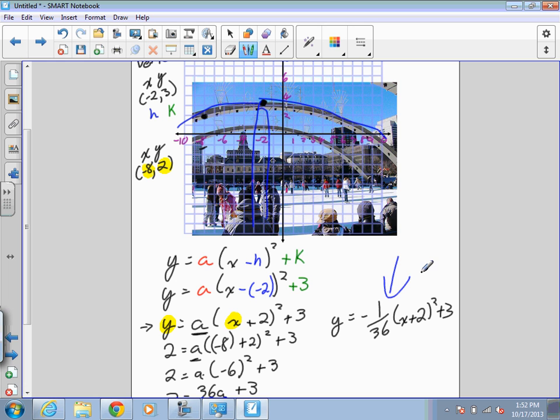And this is a value that's very close to 0. The closer we get to 0, the wider the parabola is. So we have negative 1 over 36. You could put it as a decimal. It would be a really small decimal in that place. Okay? But this is essentially the equation using our vertex form.